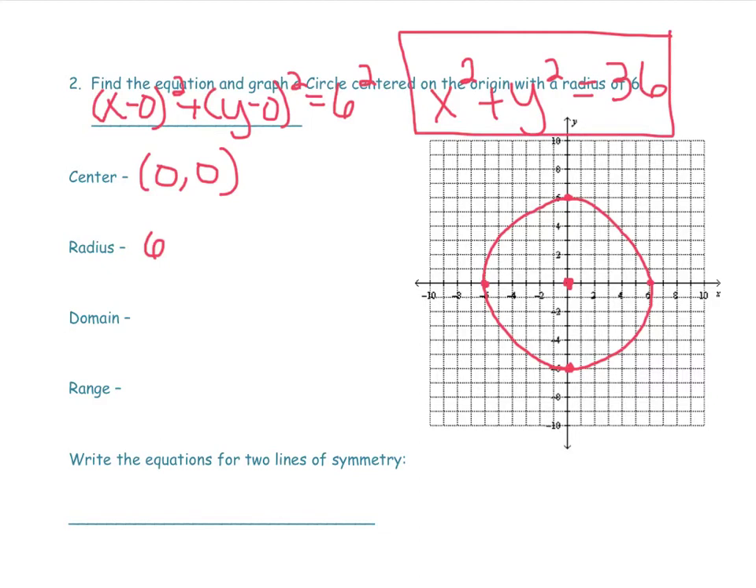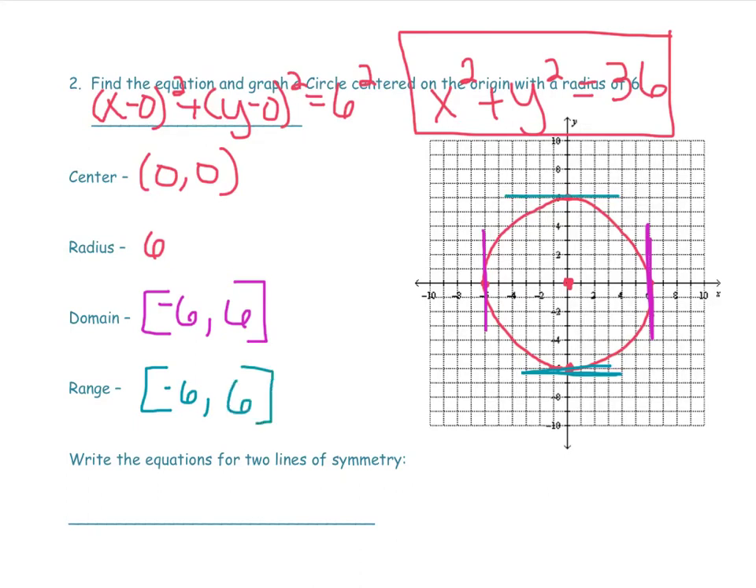Now we're ready to state the domain. Now remember, we go from the left to the right. And so we want to use our x-coordinates. So our x-coordinate on the left side of this circle is at -6. And it goes from -6 all the way to +6. Now let's define the range. We start here at the bottom. So this y value would be -6. And we're going to go all the way to the top of the circle, and that y value is +6. So our range is also -6 to +6.